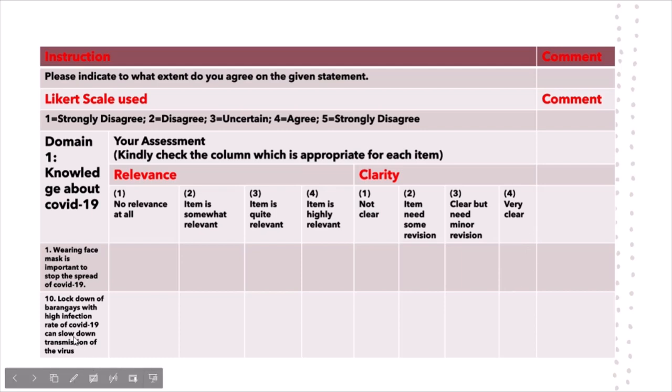Okay, and then for number 10, lockdown of barangays with high infection rate of COVID-19 can slow down transmission of the virus. Again, is this item relevant to the knowledge about COVID-19? If your expert identified it to be highly relevant, then he will check this column. Clarity of the sentence, is the sentence clear? Okay, if your expert will check clear but needs minor revision, so he will check this column for number 3, and he will write the necessary comment here that makes it clear but needs minor revision. So what are the minor revisions that need to be done? So your expert will write the comment here.